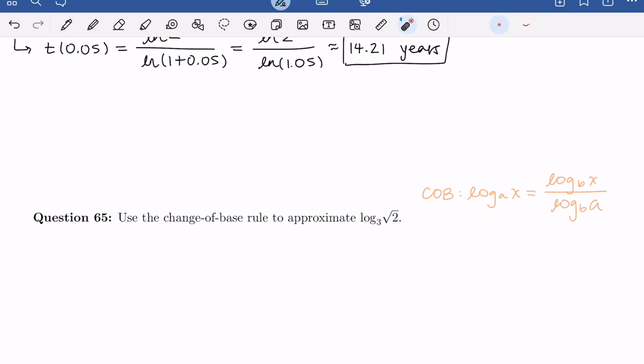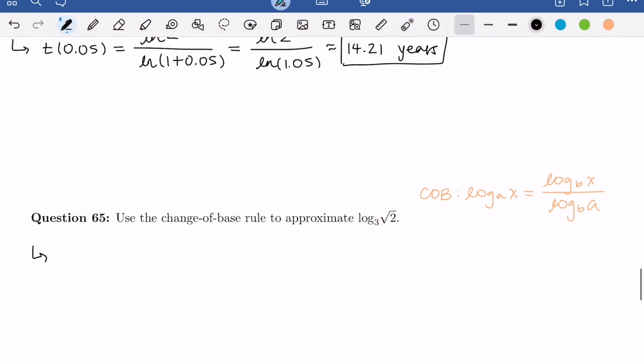So we're going to use this to approximate this guy. So we have log base 3 of root 2. We're going to rewrite this using our change of base formula. So looking at this here, in this case, our a is going to be 3, and our x value is going to be the square root of 2. So we can rewrite this as log of square root 2 over log of 3.